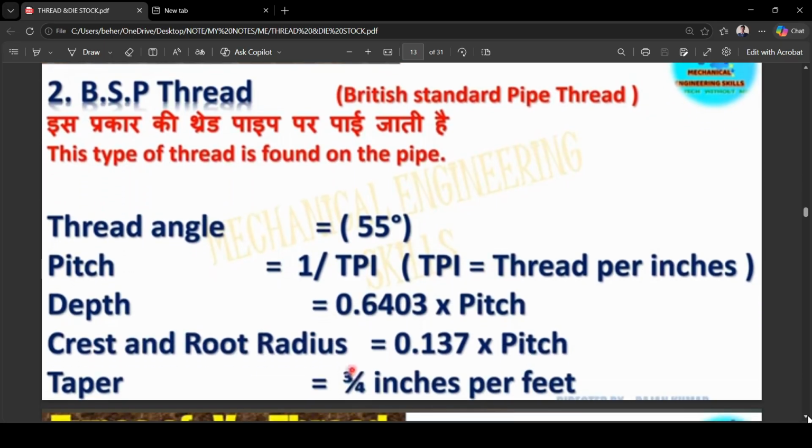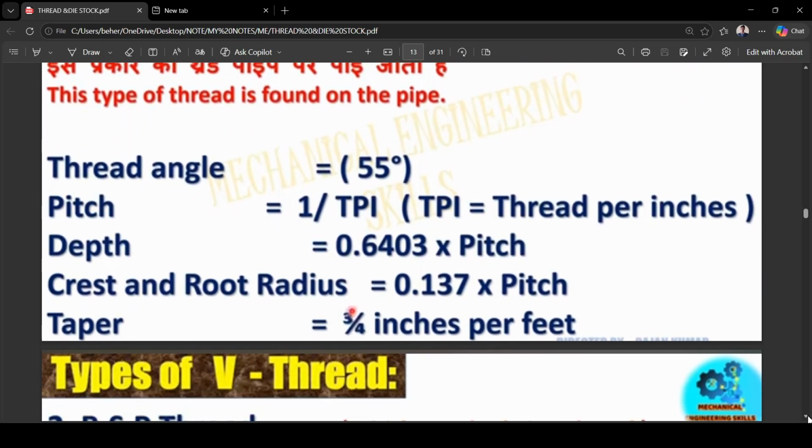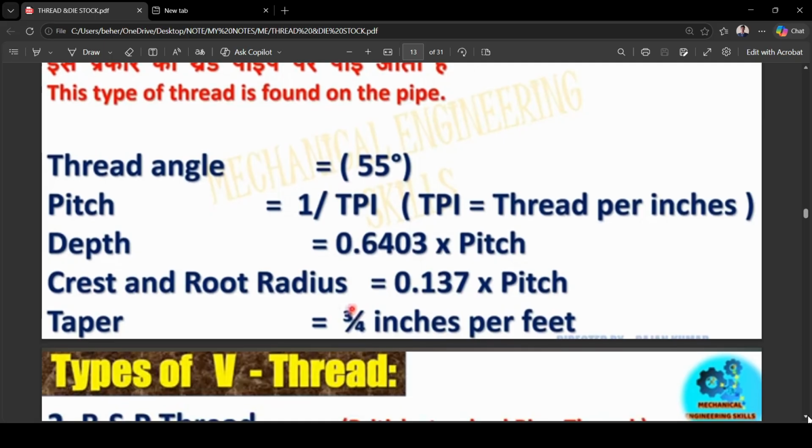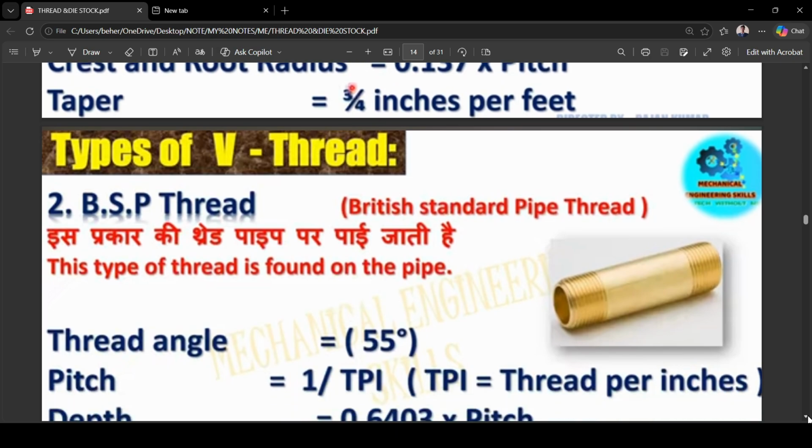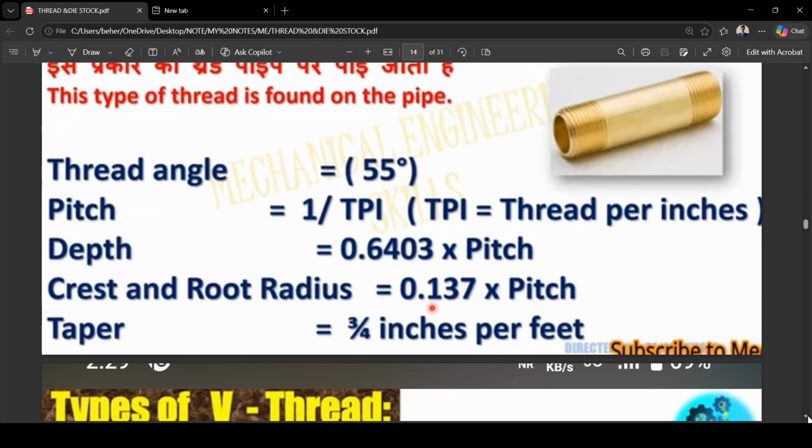BSP thread angle 55 degrees. This is the crest. This is the taper, 3 by 4 inches per foot. BSP. So see, this is the image of the BSP 55 degree pitch. Crest.